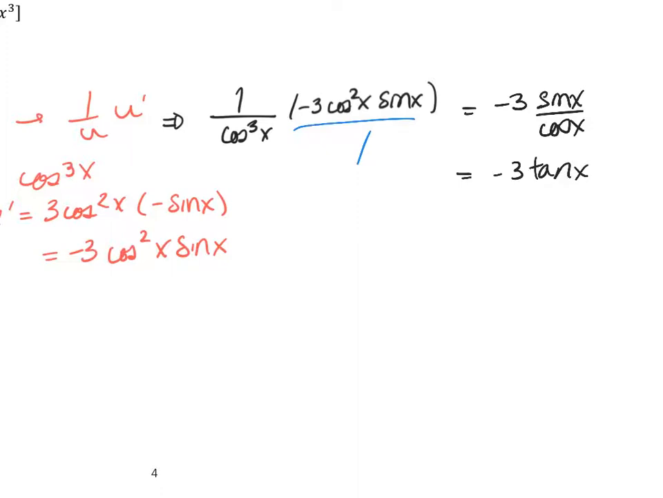Again, what happened with this cosine and this cosine reducing? The cosine squared goes into cosine squared once, and it goes into cosine cubed cosine times. So I end up with negative 3 tangent of x. How are we doing? Doing okay, a little shaky? It's okay if we're a little shaky.